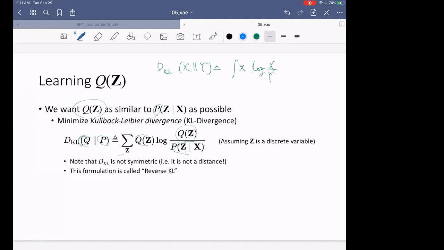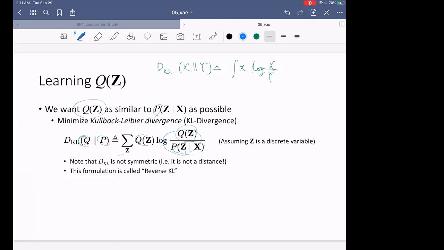And of course, I'm using sigma because I'm going to assume that z is a discrete variable. But if z is a continuous variable, then this needs to be an integral, obviously. If you assume that q and p are the same thing, then this becomes 1, because they're the same. So log 1 is 0, and then your divergence becomes 0. So the only way that your DKL divergence could be 0 is when your Q and P are the same distribution. If they're slightly different, then it'll be some positive value.